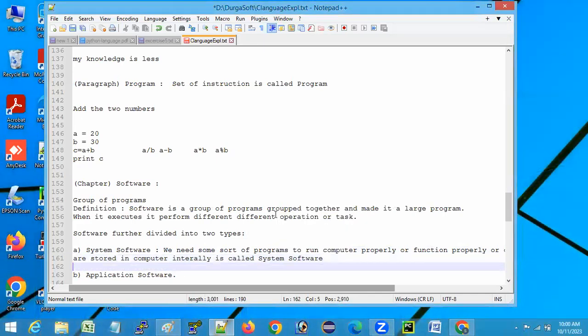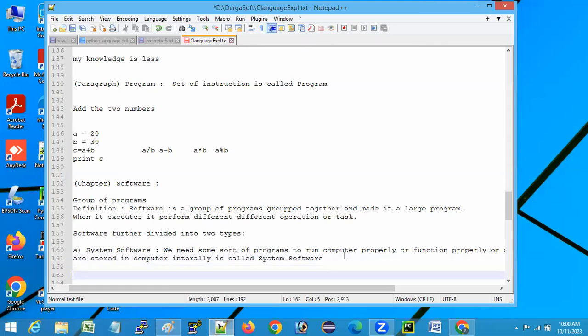Okay, guys? Is it clear? What is meant by system software? System software is nothing but some sort of program we need to run the computer properly, function properly, or operate your computer properly. Those are called system software, and all are stored internally in your computer.